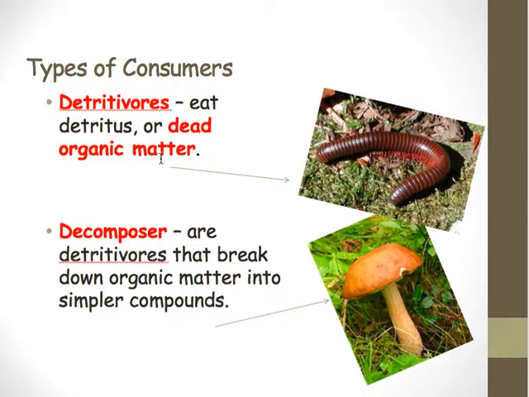And then we have decomposers that break down organic matter into simpler compounds. So these are going to break down dead matter and put those nutrients back into the soil as well. So these are kind of like that important link to our food chain or to our nutrient cycle.